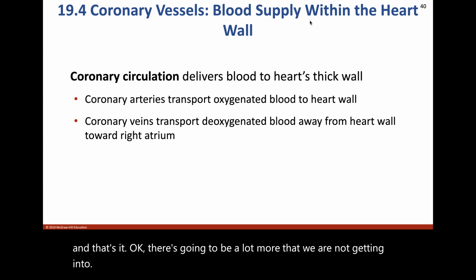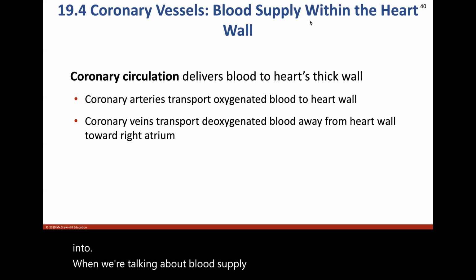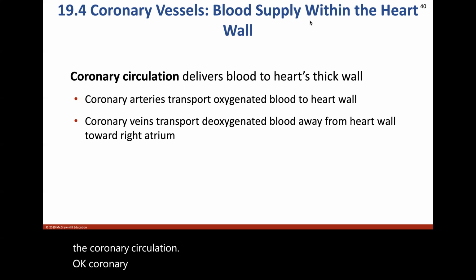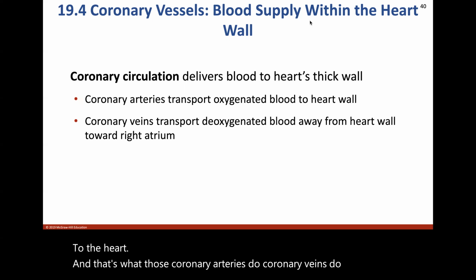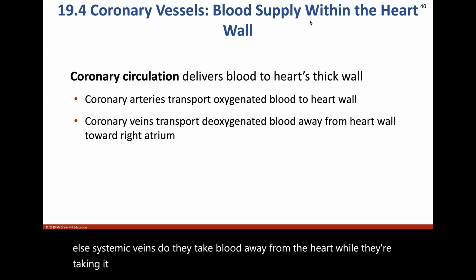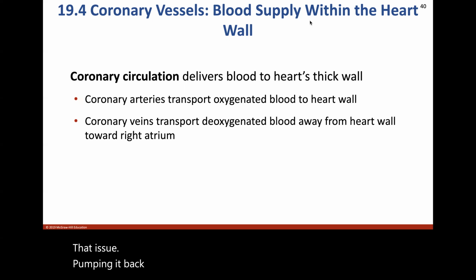When we're talking about blood supply to the heart, we are talking about the coronary circulation. Okay. Coronary circulation. This is when we are delivering oxygen-rich blood to the heart. And that's what those coronary arteries do. Coronary veins do whatever else systemic veins do. They take blood away from the heart. Well, they're taking it away from the tissue, pumping it back towards that right atrium.